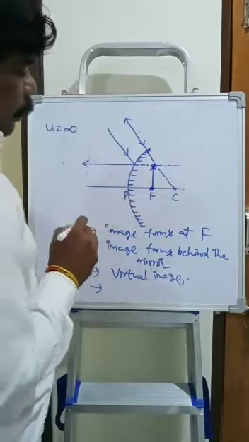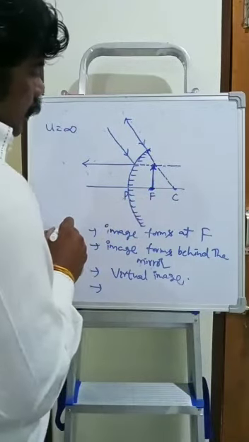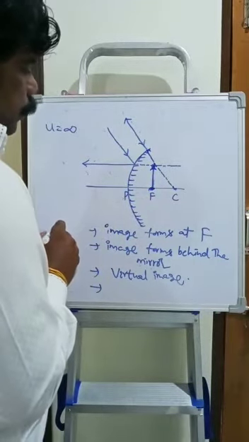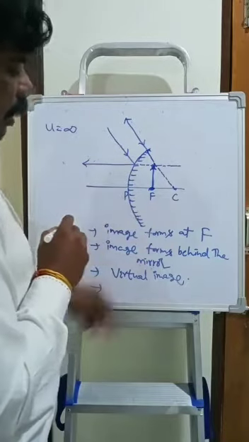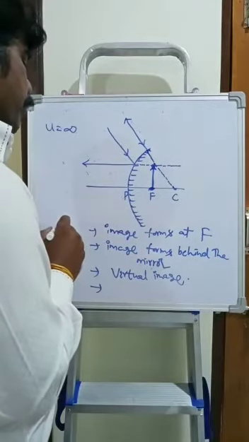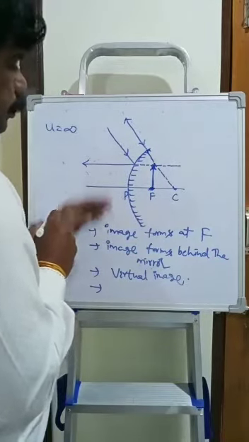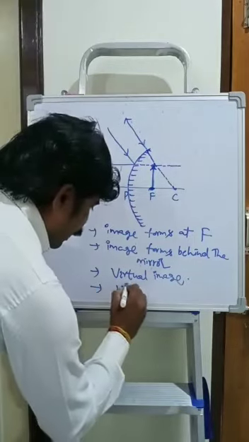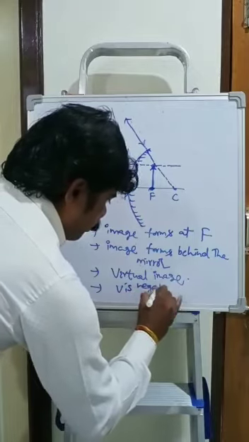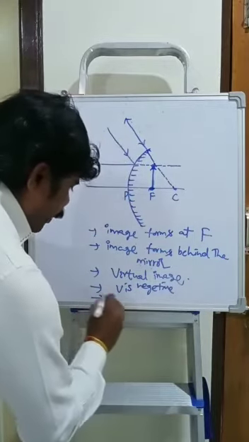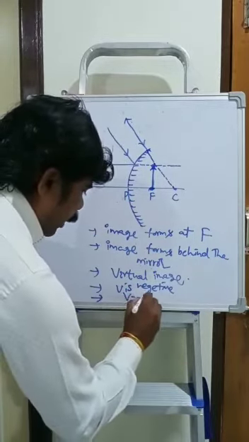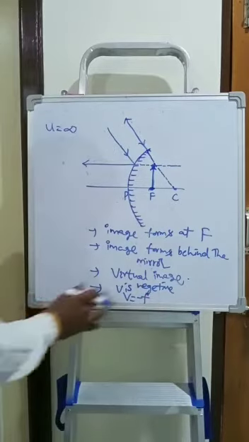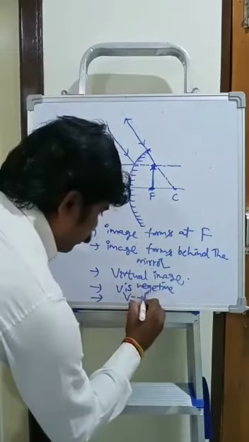So now let us see the V distance. Because the image forms behind the mirror, the image distance should be negative. V is negative, and V we can write as V is equal to minus f, minus small f.